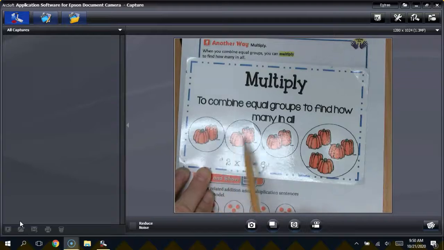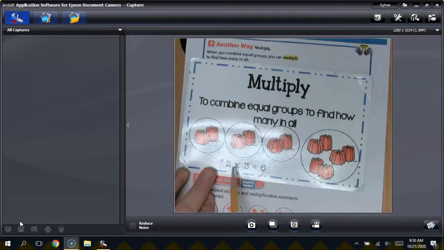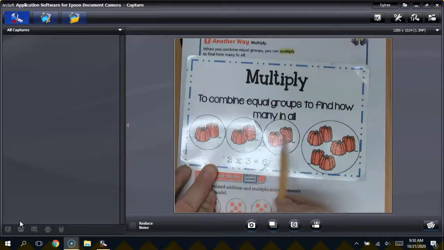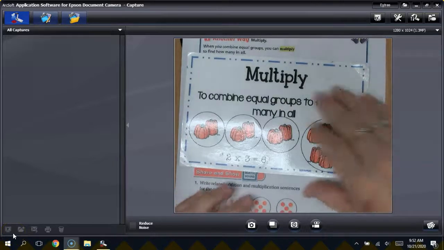1, 2, 3, 4, 5, 6. You can see the answer right here. There's 6 pumpkins all together. That's multiplication, where we combine equal groups to find how many in all. And our multiplication sentence can be written 2, I have 2 pumpkins, times 3 equals our total, which is 6. So that's multiply.